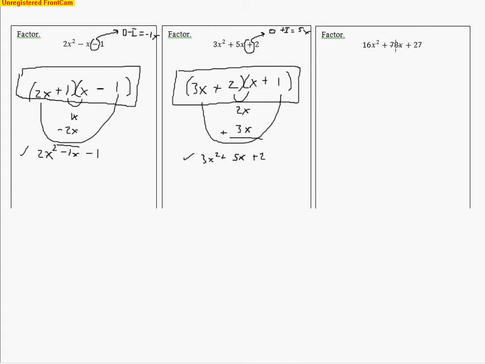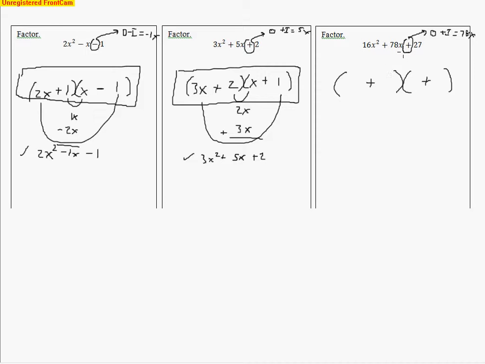Sixth problem is going to be a little bit tougher. It's got tougher numbers because we don't have the prime number as the first or last term. But I do know, since this is a plus sign, that tells me outer and inner are adding together to equal 78x. So I can start by drawing the 2 sets of parentheses. And I know both signs are positive, so I can put those in there.